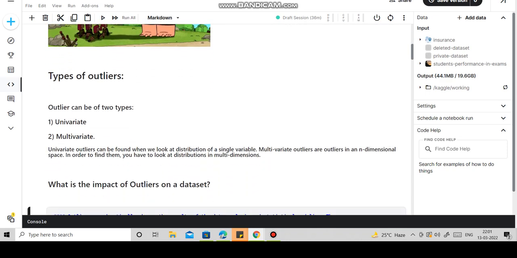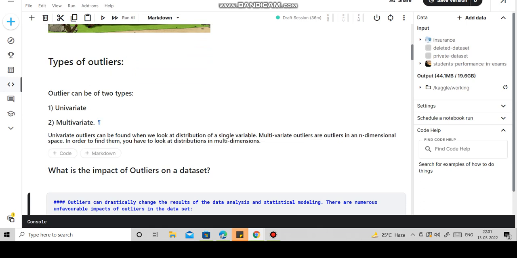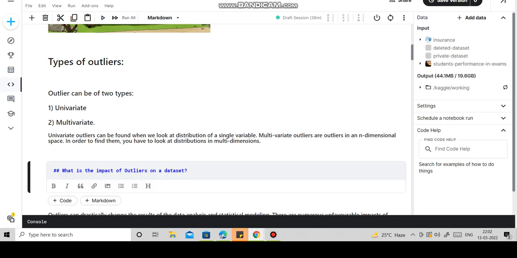Now what are types of outliers? There are univariate and multivariate. Univariate outliers can be found when we are looking into a distribution of a single variable. Multivariate outliers are outliers in an n-dimensional space. In order to find them, we have to look into the distribution in multiple dimensions.